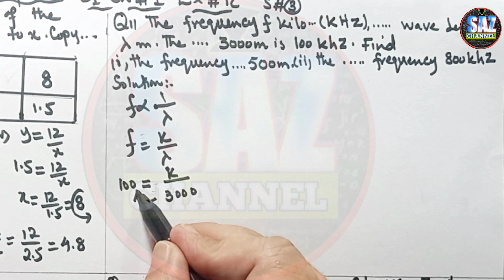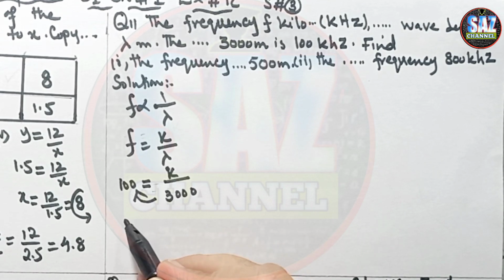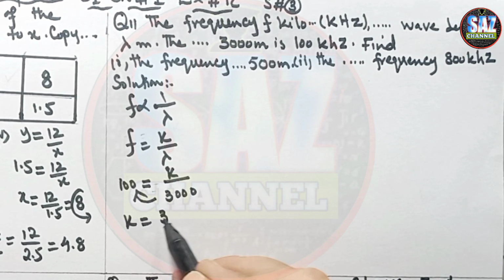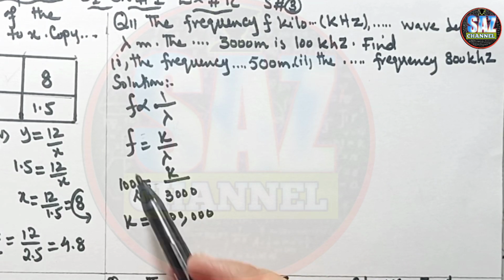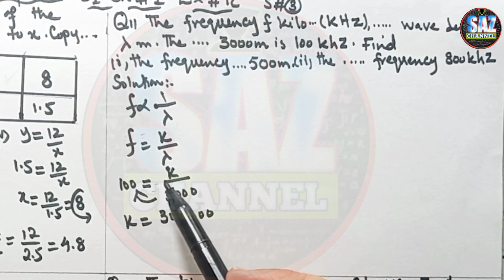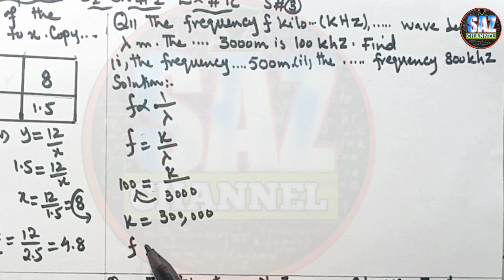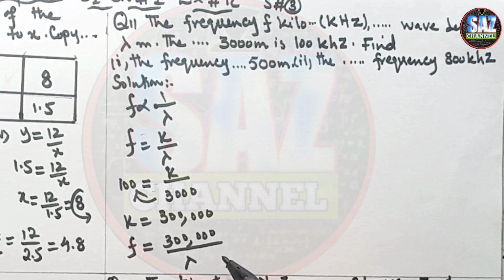So shift this 3000 to the other side. K will take the form 300,000. Now write down the equation that connects frequency with the wavelength. So the equation will take the form f equals 300,000 upon lambda. I hope you are clear how we are connecting the frequency with the wavelength.